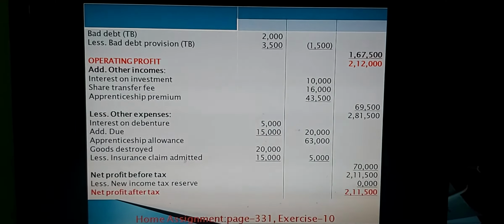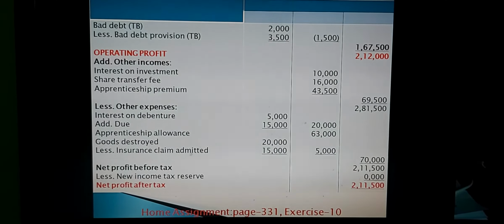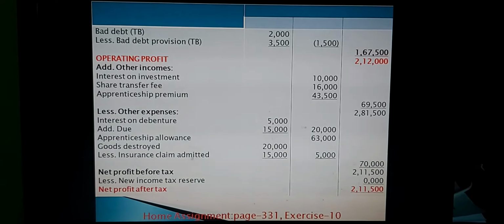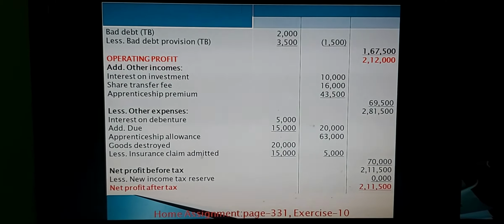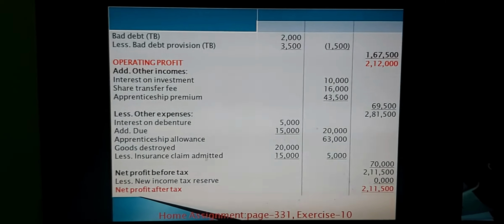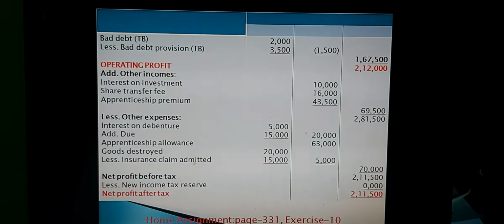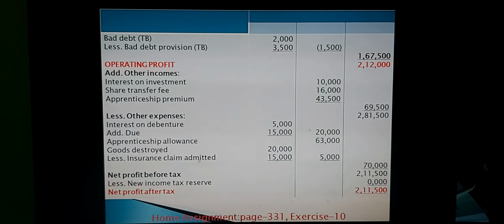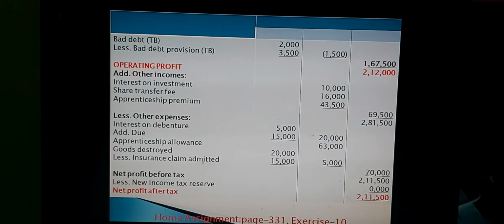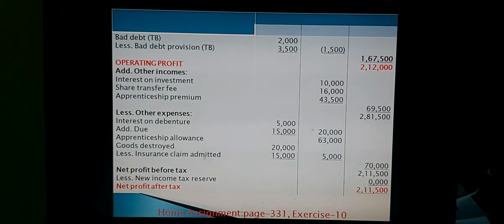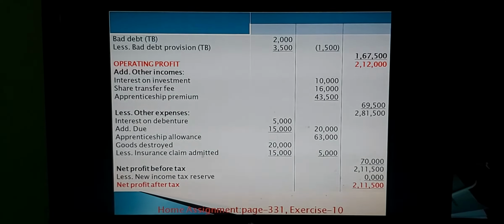You know, at this level, that is for accounting second paper, financial statement of company, net profit before tax, and then you can deduct the amount of new income tax reserve, that is from adjustment. But in this creative question, no new income tax reserve is available, so zero amount, and you can get the amount of net profit after tax taka 2,11,500. So this is the solution for requirement C.